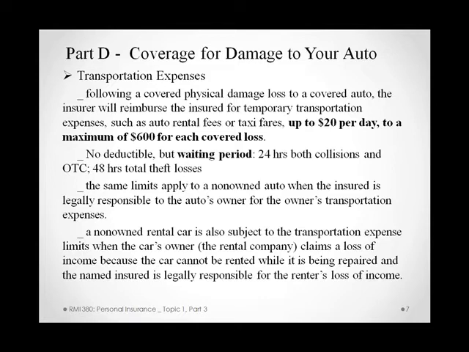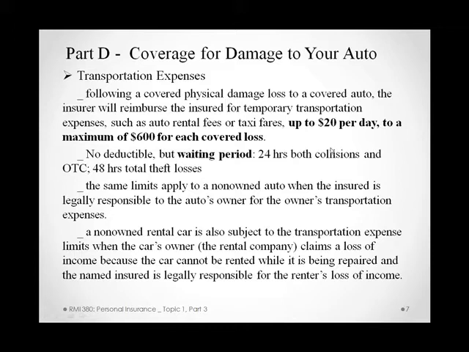Now, as we said before, your rental car also enjoys your transportation expenses coverage. So if you damage the rental car company's car, the rental car company will suffer a business income loss because they would not have the vehicle to rent out. How much do you think they have lost per day? Most likely more than $20 per day.